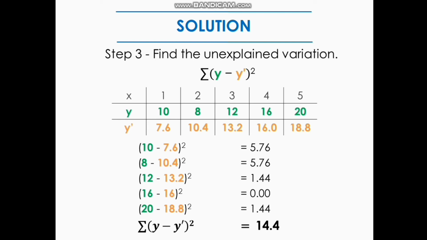The square of 8 minus 10.4 is equal to 5.76. The square of 12 minus 13.2 is equal to 1.44. The square of 16 minus 16 is equal to 0. The square of 20 minus 18.8 is equal to 1.44. Then the summation of the square of y minus y prime, or our unexplained variation, is equal to 14.4.